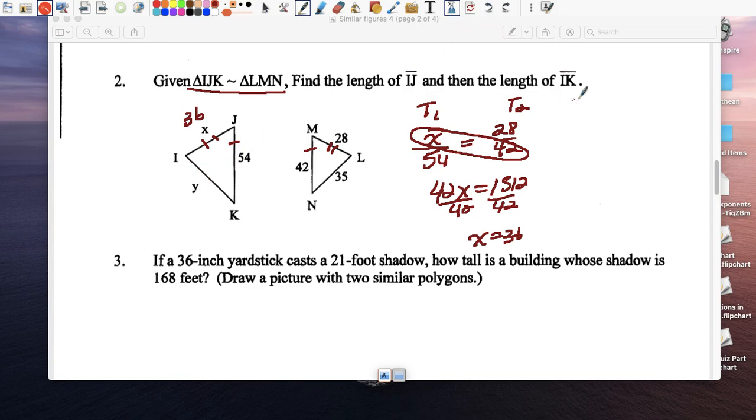So with y now, triangle 1 again, triangle 2. You can use 36 in y or 54 in y. It's really up to you. So let's use 36 because we just found it. So the ratio of 36 to y is the same as the ratio of 28 to 35. Again, this one, I'll simplify. If you divide this by 7, you get 4. Divide this by 7, you get 5.